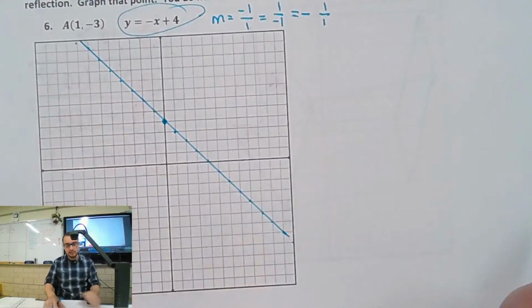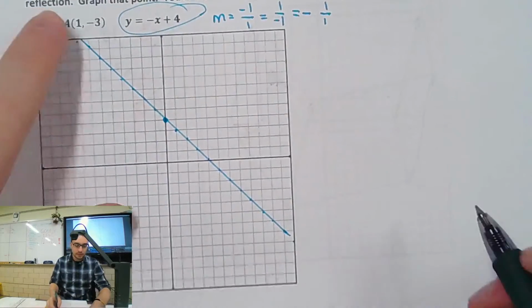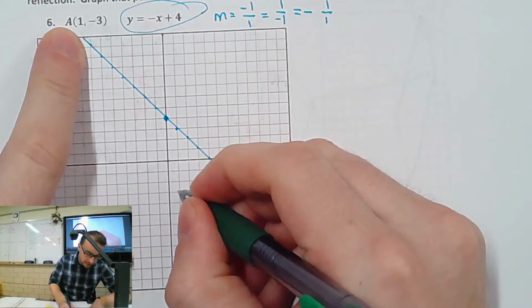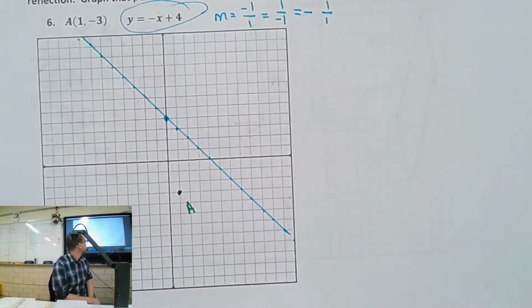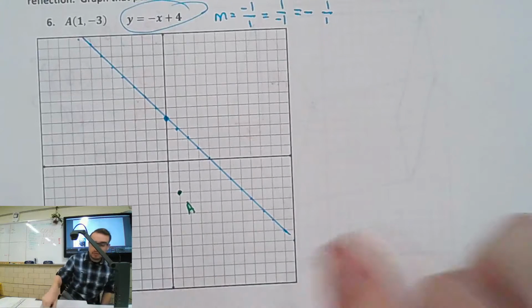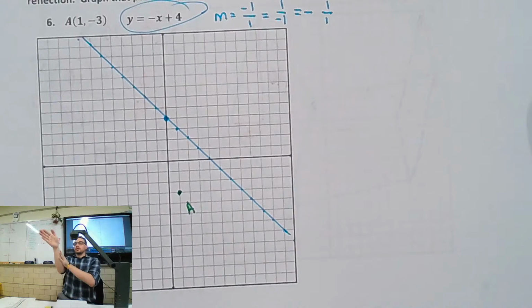So here we are, line of reflection. The point we're flipping is (1, -3), 1 to the right, 3 down. That's point A. We're going to flip that. Remember, reflections always happen perpendicular to the mirror, right? If I'm standing in front of the mirror, mirror me is standing in front of the mirror, not off to the side. That would be weird.